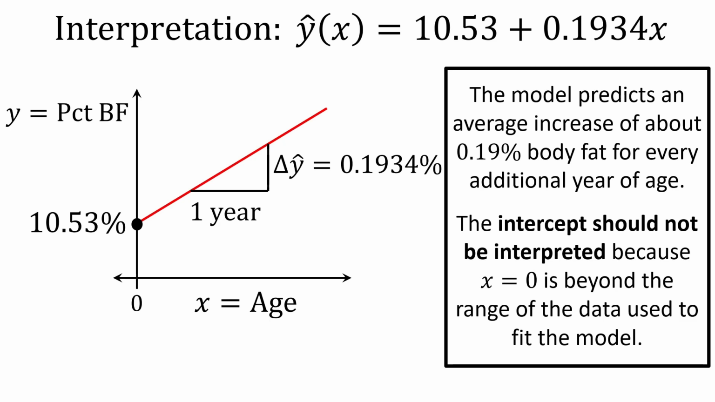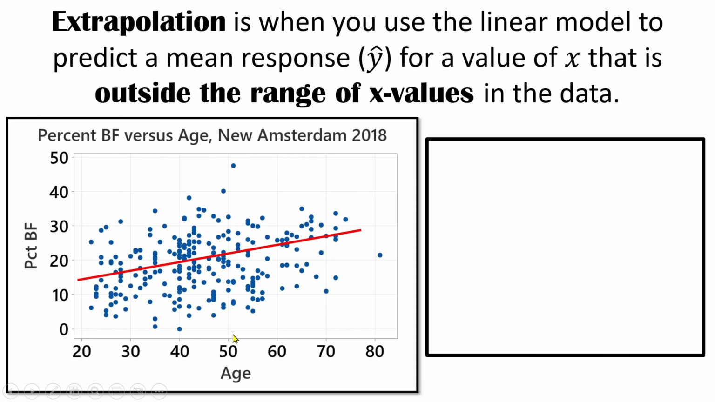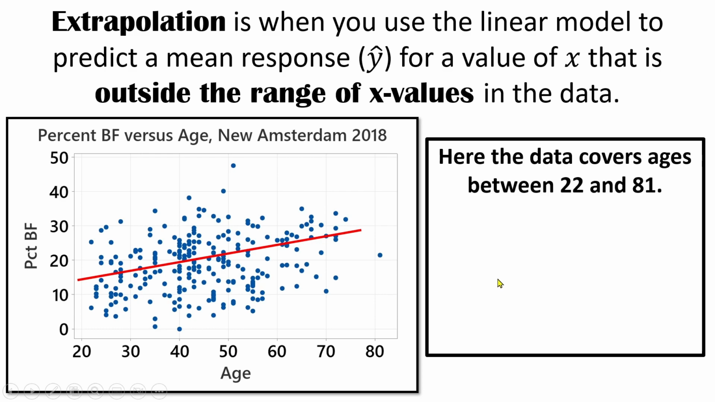But first, I just want to emphasize it would be tempting to say that when x equals 0, that would represent a newborn baby. It would be tempting to say that the model is predicting that newborn babies on average have a percentage body fat of about 10.53. The reason that's not correct is because when we fit the model to data, our data included only ages between about 22 and up to 81. In fact, the smallest age in our data set was 22 years of age, and the largest was 81.